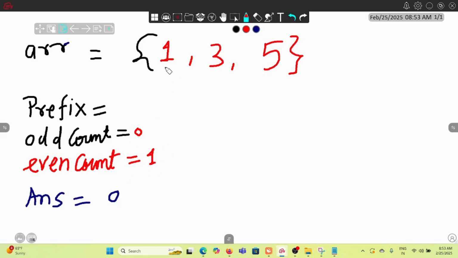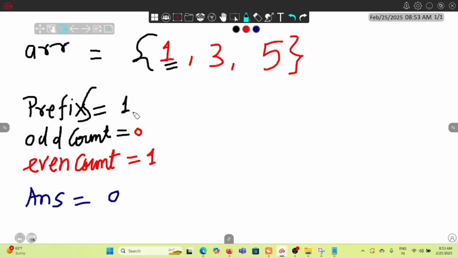Now we will start from the very first element. In prefix sum we keep on summing all of them. So the very first time, the prefix sum value would be 1. Let's call it prefix sum, so its value is 1. Is it even or odd? This is basically an odd number.